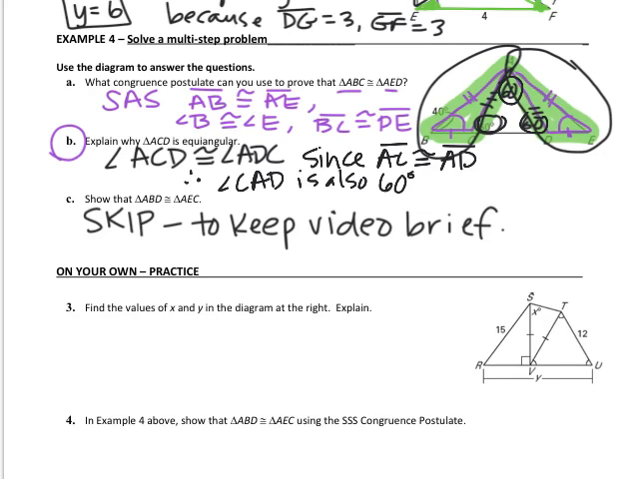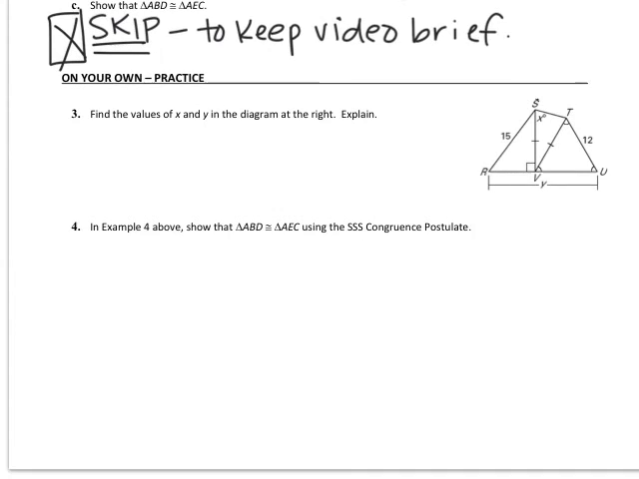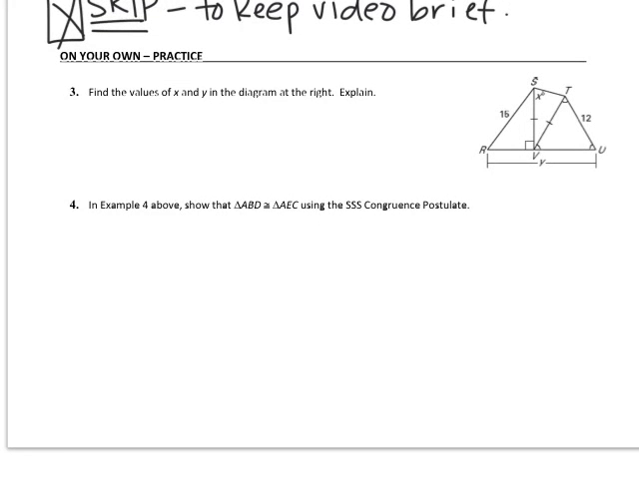There will be some new signs posted in the classroom tomorrow, and go ahead and put an X through this portion of the video, or sorry, of your notes, so that we know we're going to skip that part. And down near the bottom, I'd like you to take a look at the on your own problems. So you're going to do number 3, which says find the values of x and y. Here's x, and y is this entire length here. Maybe go back to a previous problem that I did and see if you can figure out what the value of x is and the value of y. Make sure you include an explanation.